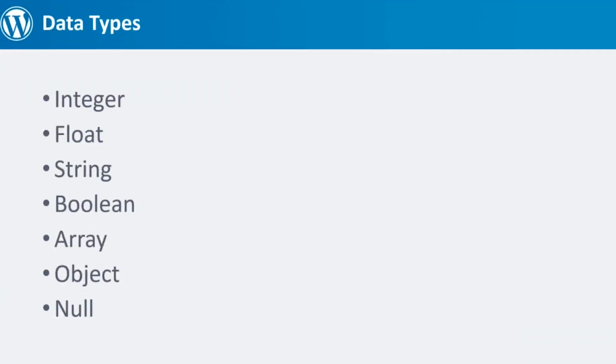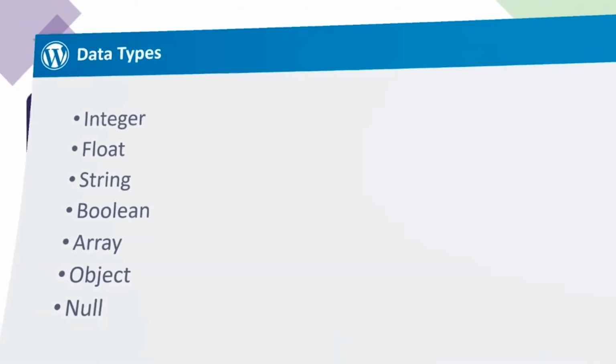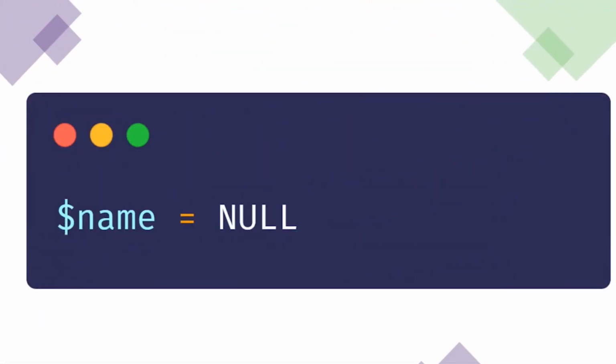In the previous lecture, we worked with numbers. PHP will assign the integer data type to numbers. If we're working with decimal values, the data type would be called float. The next two data types are strings and Booleans. We'll be discussing these two data types in a moment. Afterward, we have arrays and objects. These data types will have lectures of their own. The last data type is called null. A variable is null if it doesn't have a value.